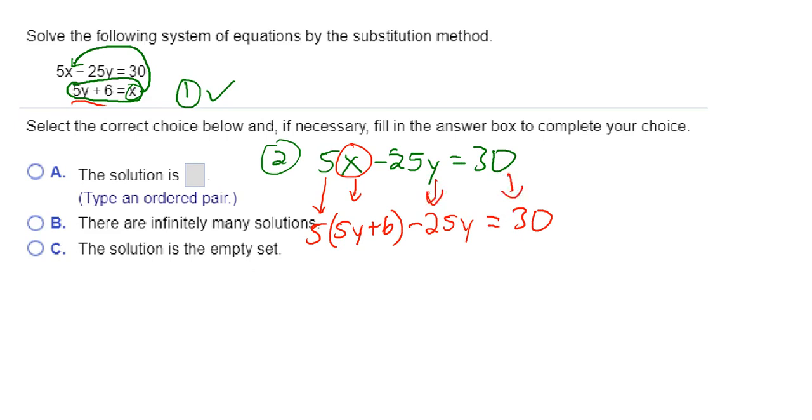Now we're going to solve this equation. We'll start by getting rid of the parentheses, so we'll distribute the 5 here. We get 25y plus 30, and then the rest of it copies down, minus 25y equals 30.